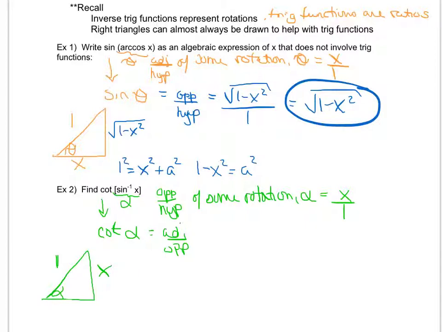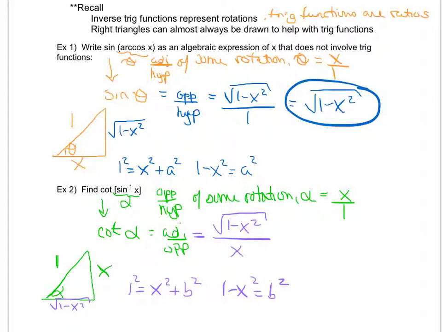But going through the same thought process, I'll have 1 squared equals x squared plus some unknown, the base. So then I can say 1 minus x squared equals b squared, and I can label this adjacent side as the square root of 1 minus x squared. That allows me to name my cotangent. Cotangent of alpha is going to be adjacent, which I just found to be the square root of 1 minus x squared, all under the radical, over my opposite side, which I know to be x.